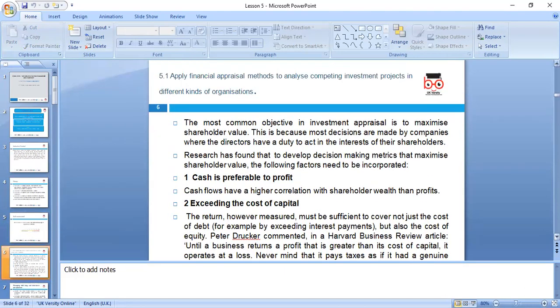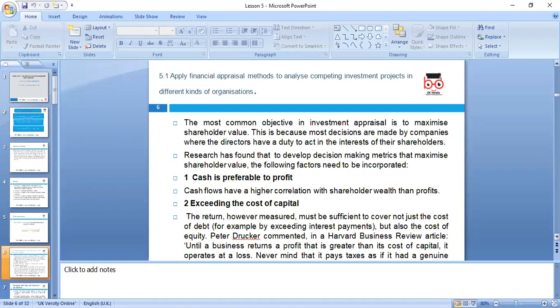So first we'll go through 5.1, appraisal methods in line with comparing investment projects in different kinds of organization. The most common objective of investment appraisal is to maximize shareholder wealth, and this is because the decisions are made by the company, where the directors have a duty to act in the interest of the shareholders. Research has found that to develop the decision-making metrics and maximize shareholder value, the following factors need to be incorporated. Cash is preferable to profit because cash is most important. Cash is the lifeblood of any business.